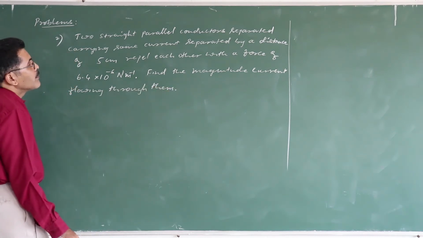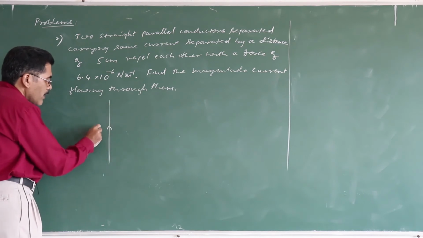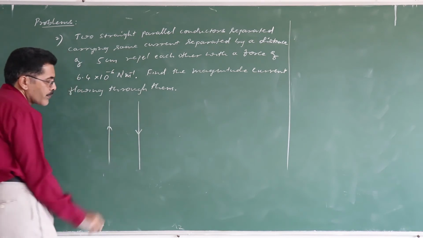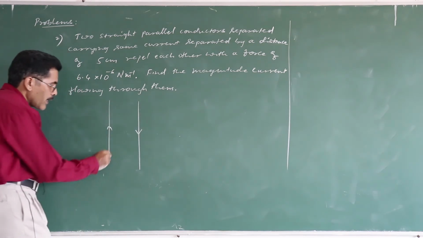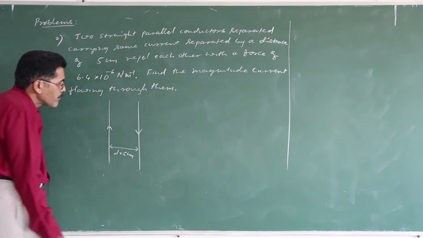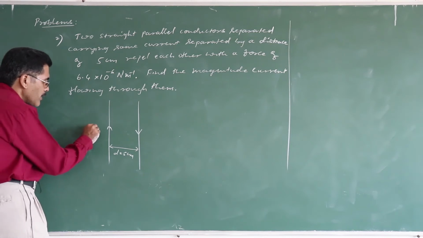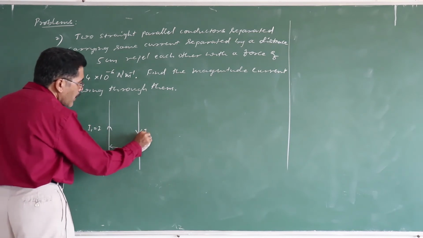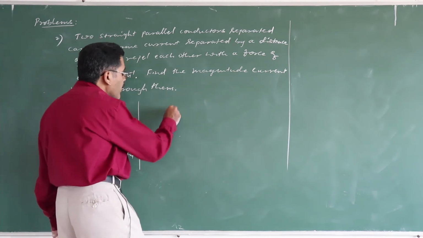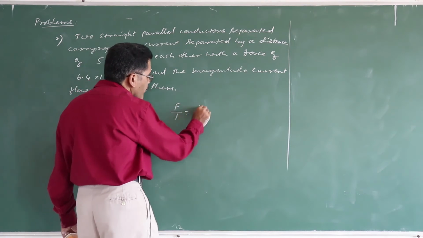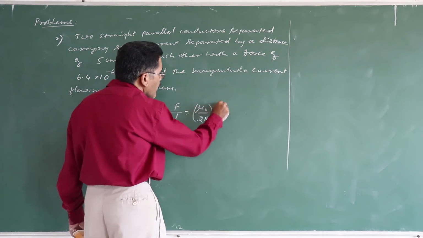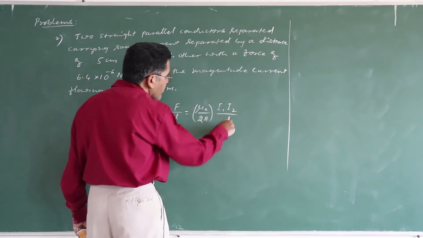Okay. So here there is one conductor, another conductor, current is flowing in opposite direction, because they repel each other, and they are separated by D is equal to 5 centimeter. Let me take I1 is equal to I, I2 is equal to I, then force is given by F by L is equal to mu naught by 2 pi, I1 into I2 divided by D.